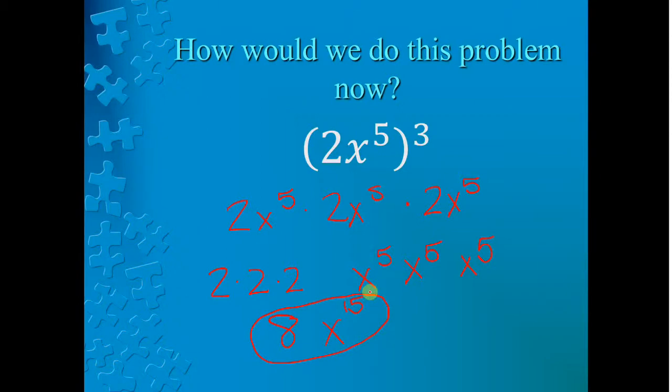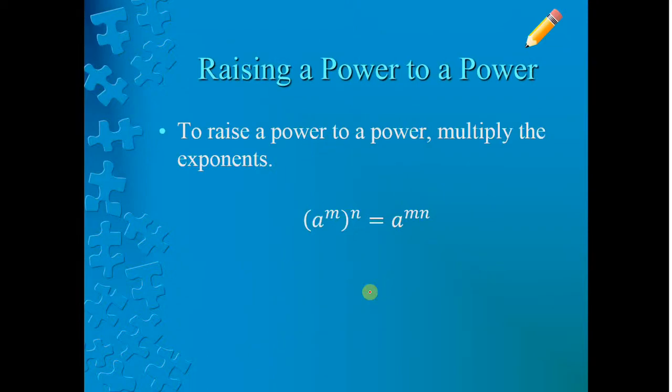Now, what if there's an easier way to do this? Here is the solution. Raising a power to a power. You're going to multiply the exponents. So if you have a to the m to the nth power, you're going to do m times n. Now, this kind of looks silly, but let me show you how it works.